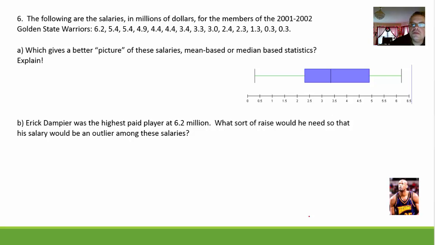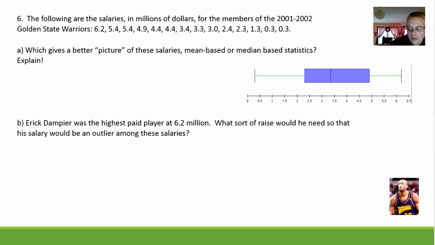Right, last question was a two-parter. These are actually copied directly from the homework. It says here are the salaries in millions of the Golden State Warriors. So someone makes 6.2 million. 0.3 million on the other extreme is about 300,000. Still not bad. Which gives a better picture of these salaries, a mean or median-based statistics?